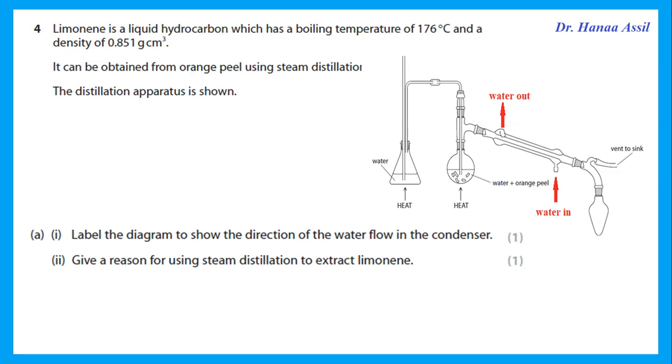What do we mean by steam distillation? He has a flask containing water. He heats this water so the steam goes into the flask in which we have the orange peel. This is called steam distillation. This allows the substance to boil off at a temperature lower than it should be. So it boils at a lower temperature, and this is usually used if the substance is likely to decompose at high temperature. So we don't want to heat it to a very high temperature or it would decompose, and that is why we use steam distillation.